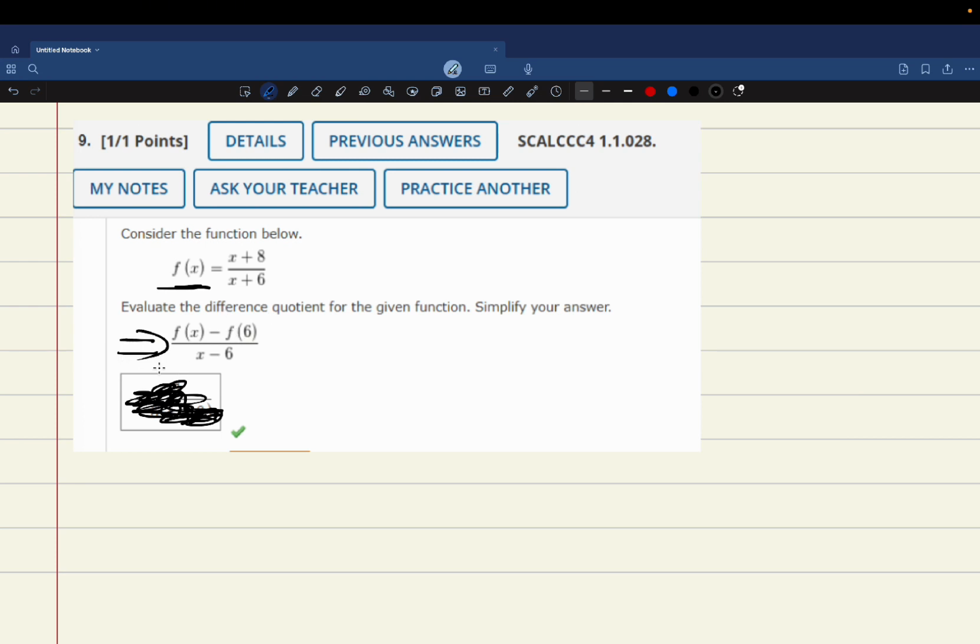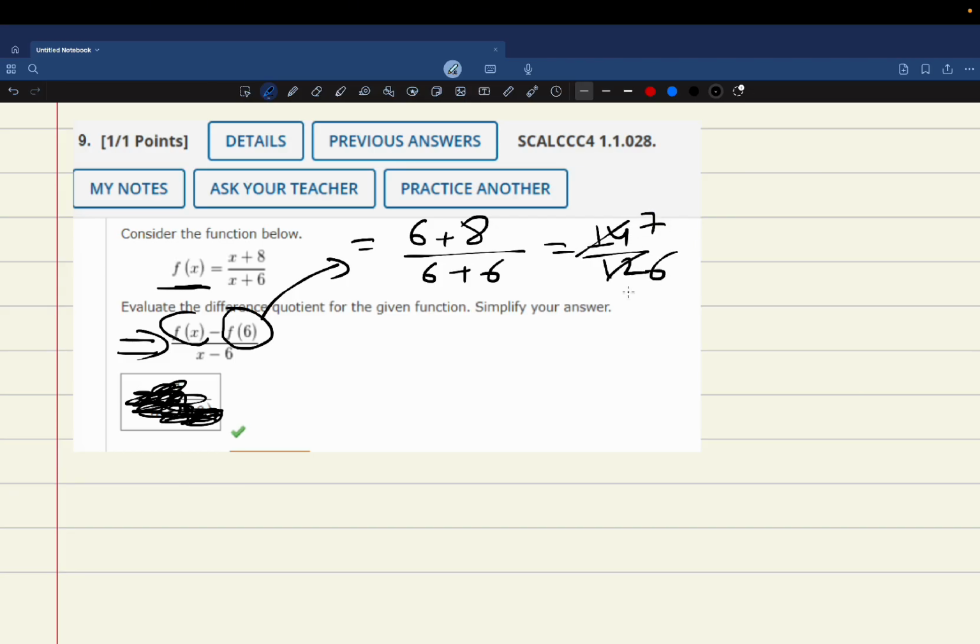Okay, question number 1, it is giving us the main function. Now we need to evaluate this. Here f of x will be the same as this, but f of 6 we need to calculate. So let's calculate it independently. We just need to plug in 6 for the value of x. So it will be 6 plus 8 over 6 plus 6. 6 plus 8 will be 14, 6 plus 6 will be 12. So now it will be 7 over 6.